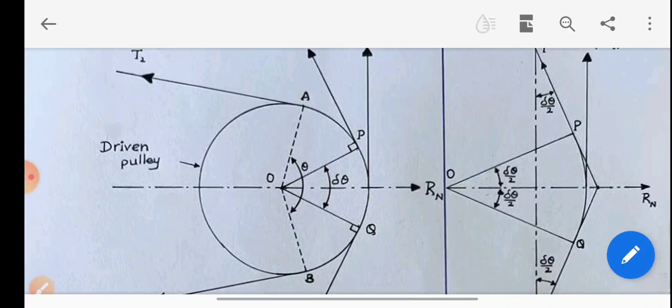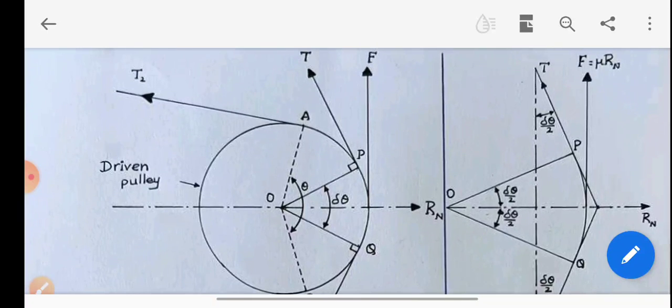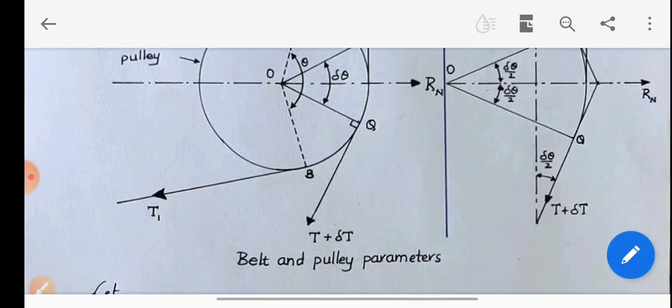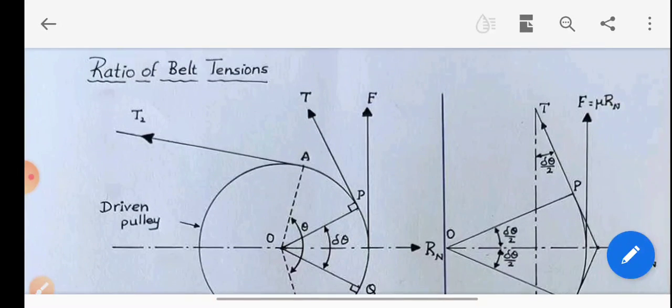We know the belt is making contact with the pulley from point A to B, that is the angle of wrap. That angle of wrap I will take as theta, but for our analysis purpose I will take the component segment PQ as shown in the figure, where the angle is delta theta. Right, so you can see I will write the components.